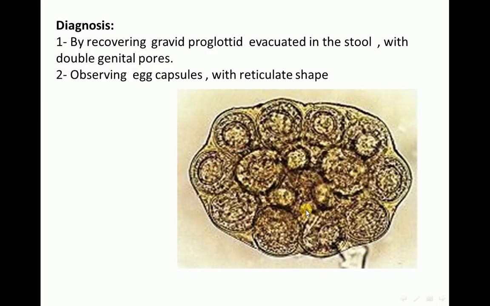Diagnosis. By recovering gravid segment evacuated in the stool with double genital pores, or by observing egg capsules with reticulate shape. This is the shape of the egg capsule.